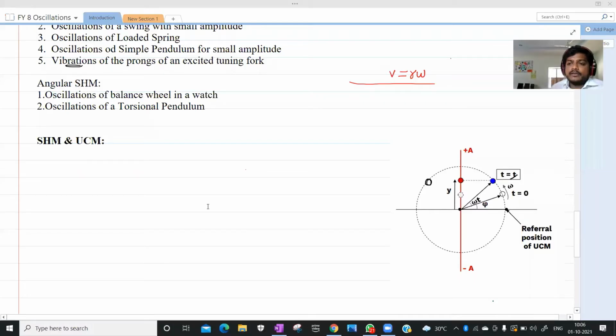Right, listen. Uniform circular motion is also an example of simple harmonic motion. Here I'm going to give the equations of simple harmonic motion.